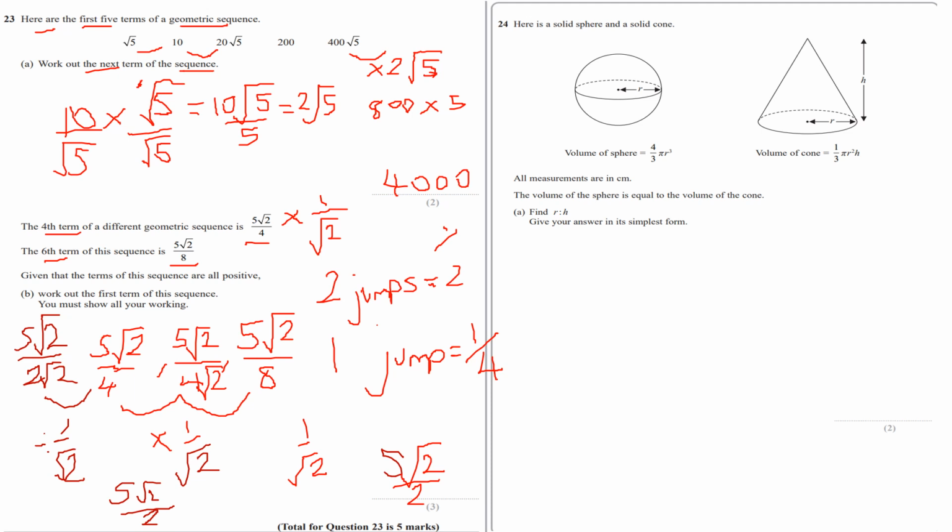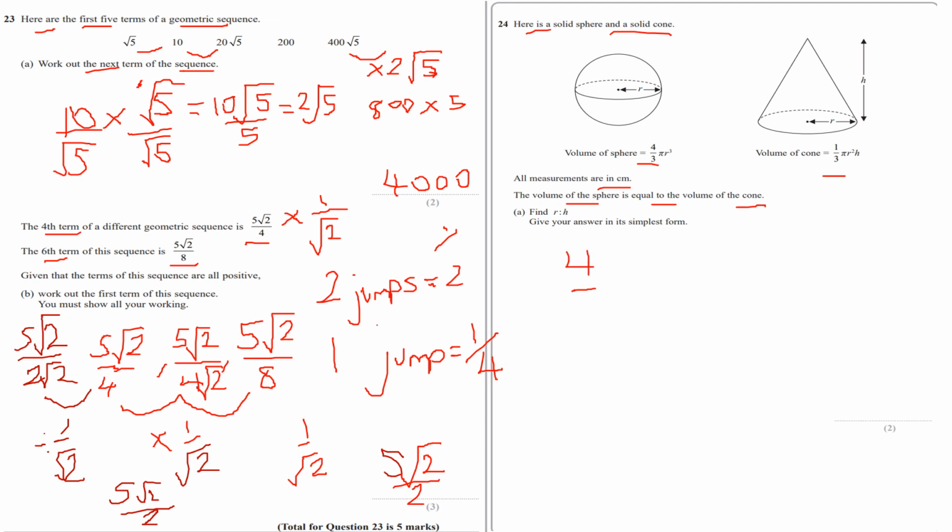Question 24. Here is a solid sphere and a solid cone. You've got the volume of a sphere and the volume of a cone. All measurements are in centimeters. The volume of the sphere is equal to the volume of the cone. Find the ratio of R to H. Give your answer in its simplest form.